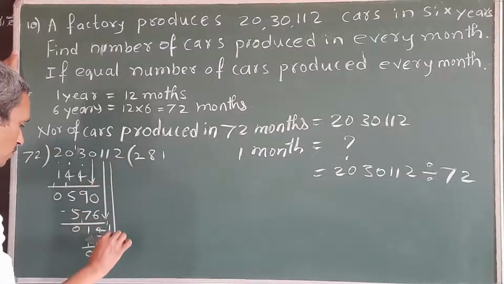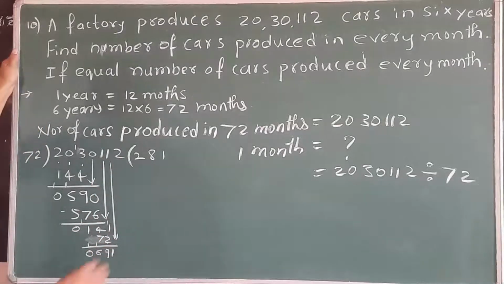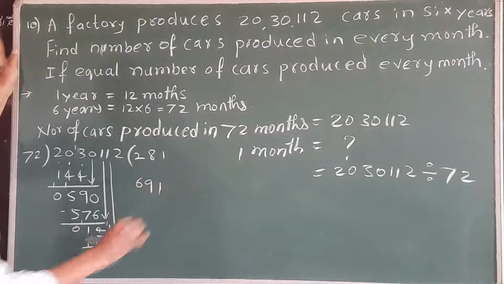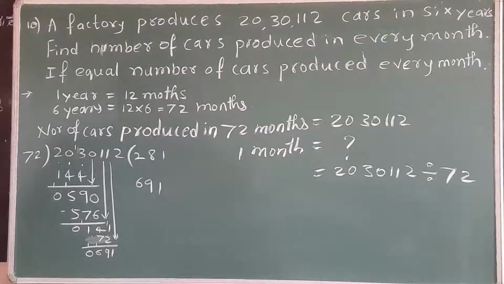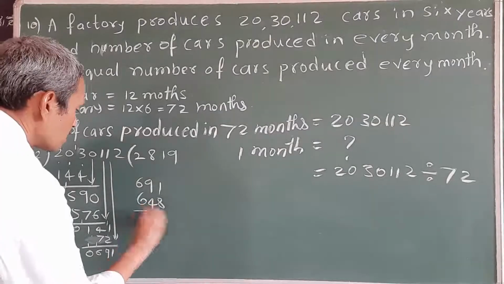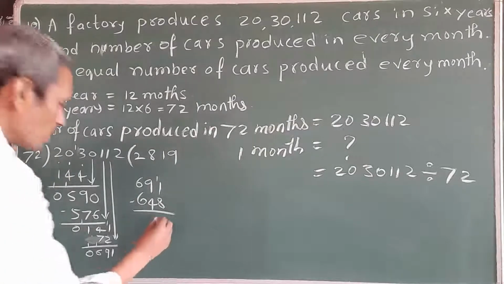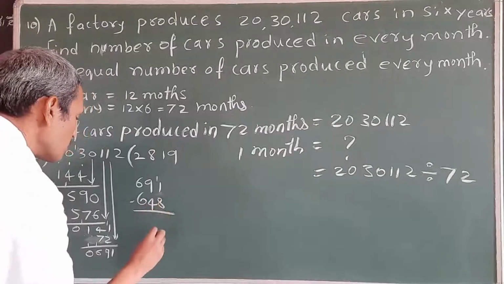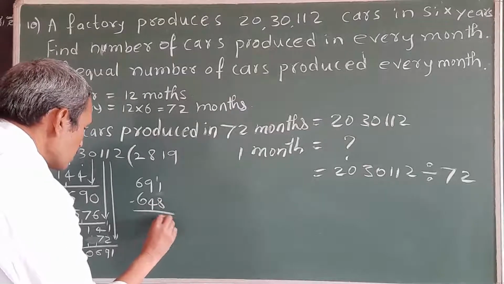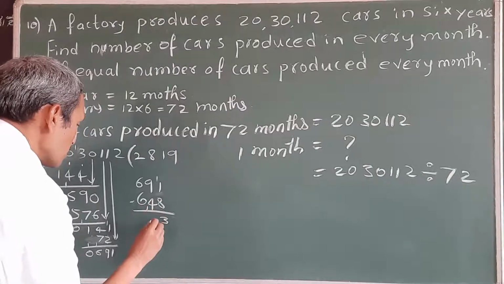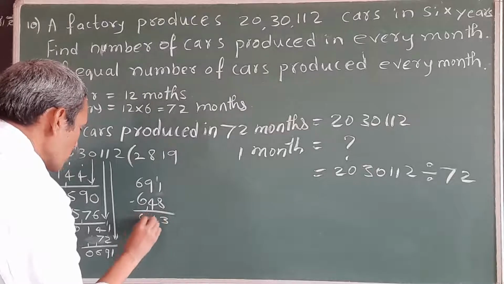Take next digit down, it becomes 691. I'll write here 691, and once again search for 691 in the table of 72. 648, that one we will subtract. Once again we'll subtract. 11 minus 8 is 3. This is 9 minus 5 is 4 and 0.